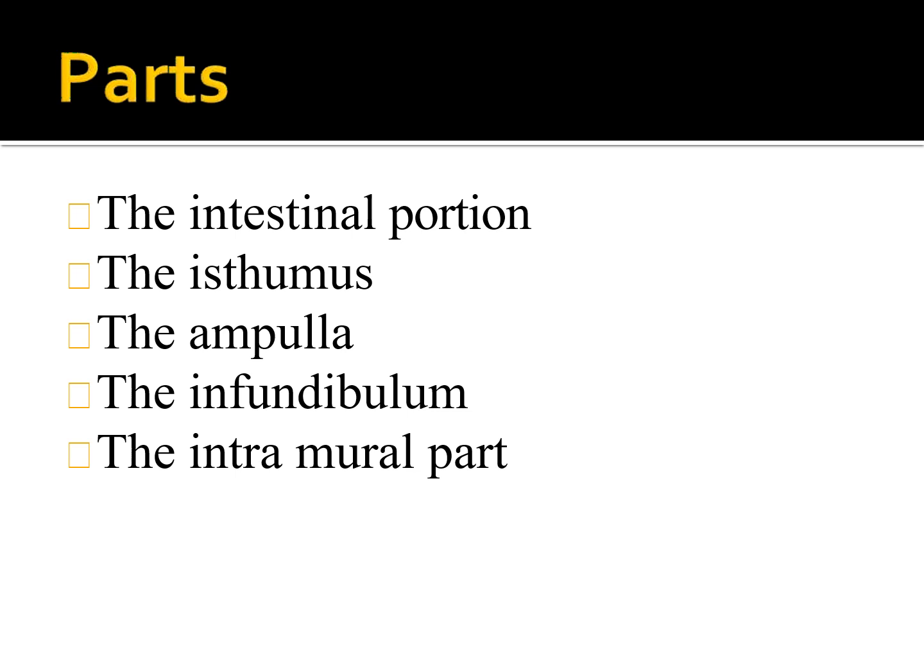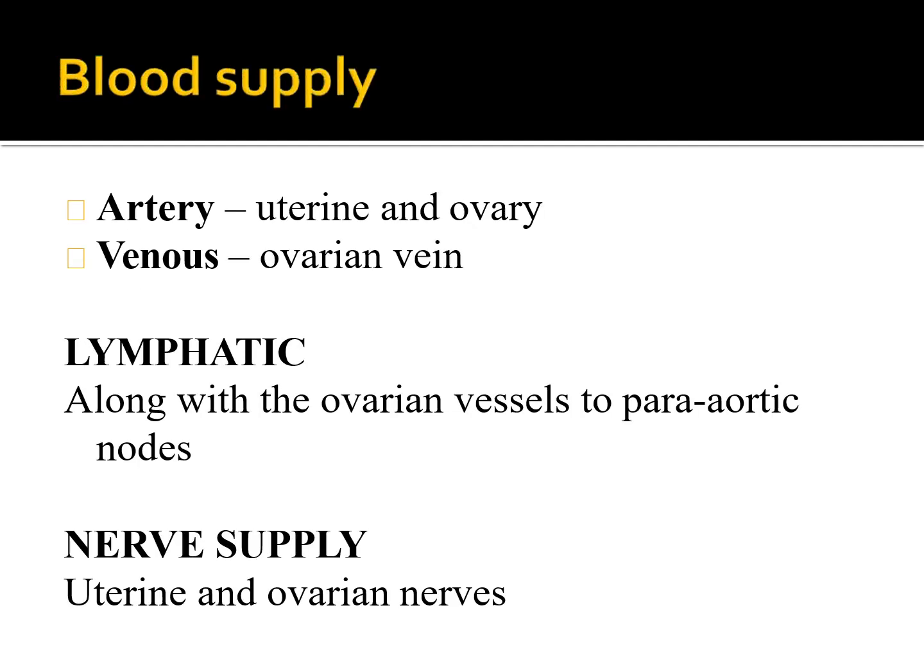It has 5 parts: the intestinal portion, isthmus, ampullary part, infundibular part and the intramural part, which is the part close to the uterus. The other end, which is close to the ovary, has finger-like projections known as fimbriae, and the fimbriae receive the ovum which is released from the ovary.